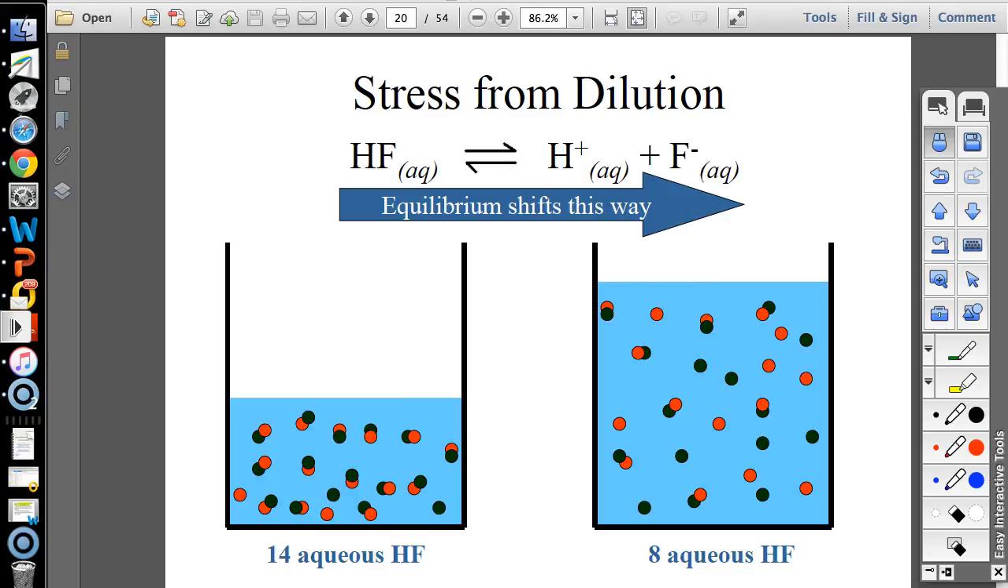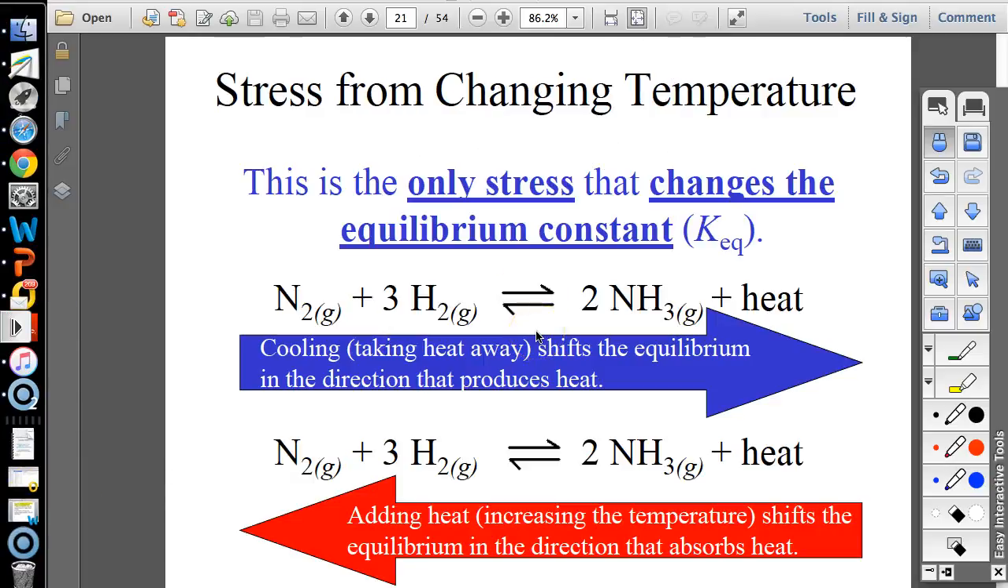So that's probably the only one that you didn't see in your homework. If you add more water, it shifts to the dissociated side, and basically it makes your solution more concentrated by dissolving more. Y'all good still? Yay! So, temperature.